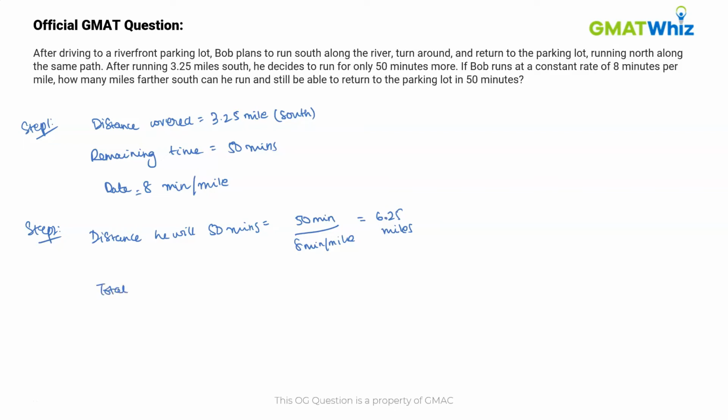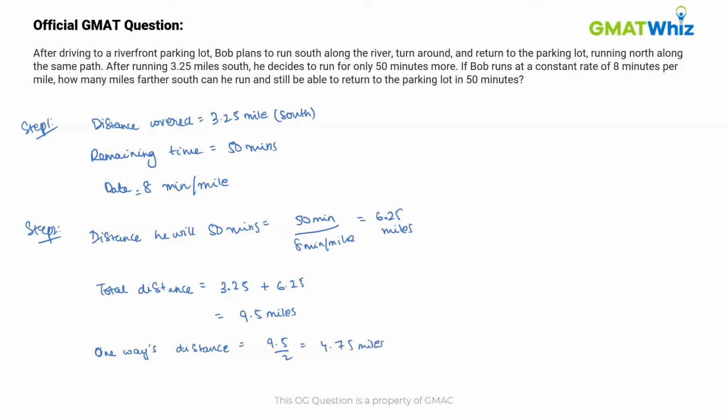So the total distance of the whole journey, from the parking lot till he reaches a point near the river and then returns back to the parking lot, is equal to the distance he has already covered, which is 3.25, plus the distance he will cover in the remaining 50 minutes, which is 6.25. This is equal to 9.5 miles. Now since he is going to cover equal distances from the parking lot to the end point and from the end point back to the parking lot, one way's distance will be half of the total distance, which is 9.5 divided by 2, which is 4.75 miles.